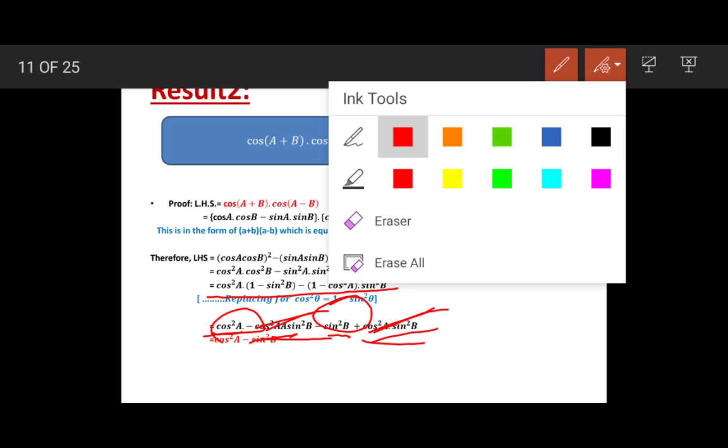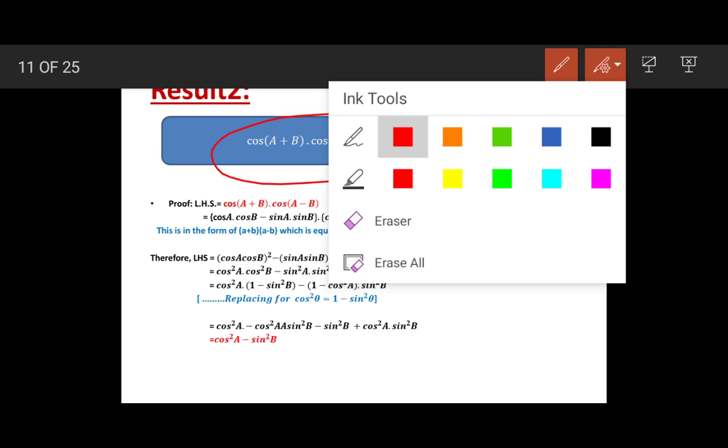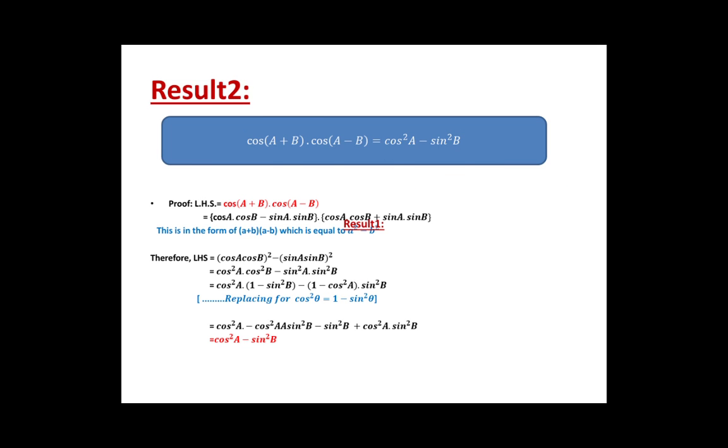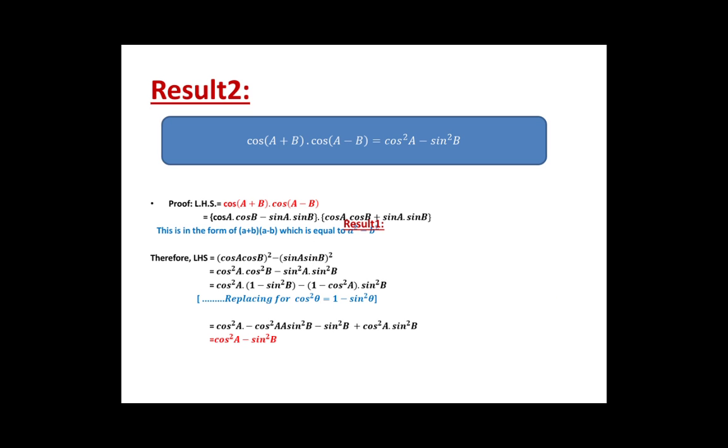Okay. So the second result says that cos(A+B) times cos(A−B) will be cos²A minus sin²B. Okay. Then examples. So before going to examples, I am concluding this video. In the next video we can see examples based on compound angle result 1 and result 2. Okay. So thank you, students.